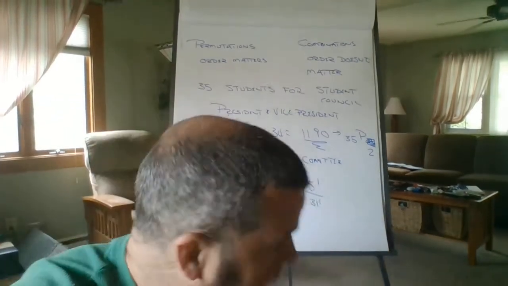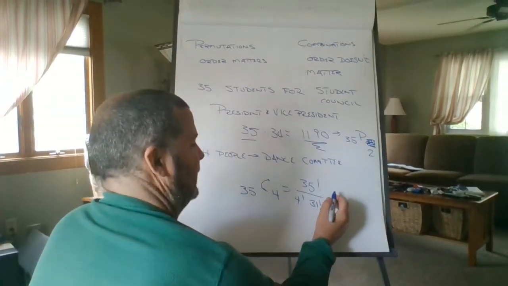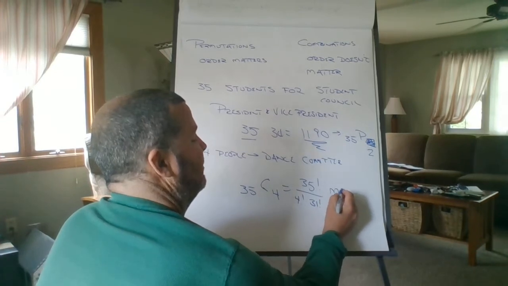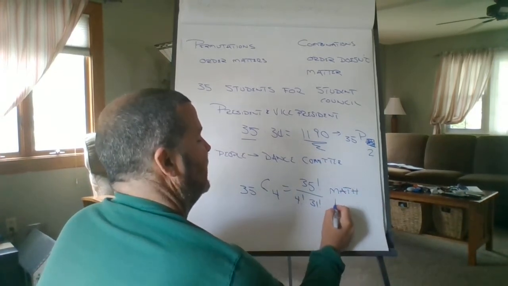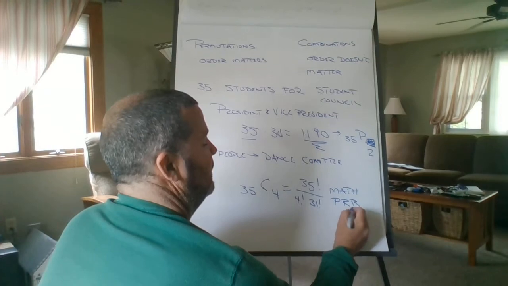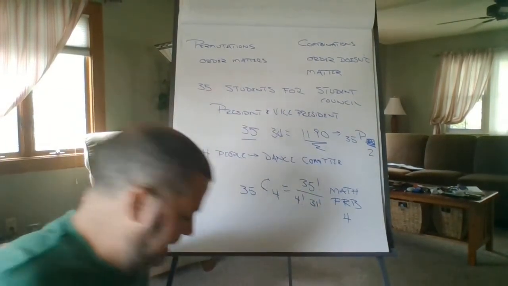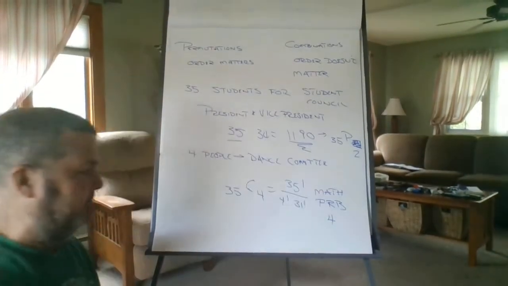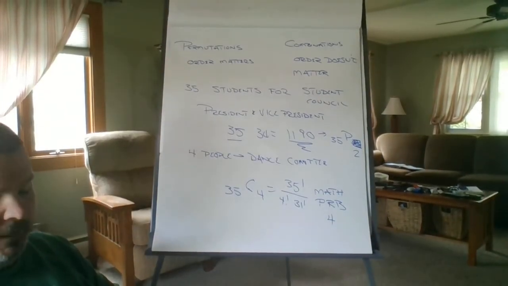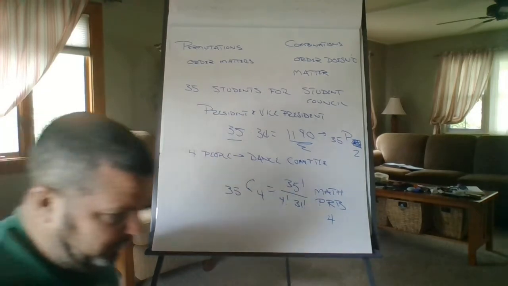Now, when you're doing this, if you're using a graphing calculator, you would hit the math button. You would then choose the PRB menu, and you would choose the number 4. If you don't have a graphing calculator, we're going to talk about factorials in a second, you're going to realize a lot of things cancel out, which is what you're going to want to do.